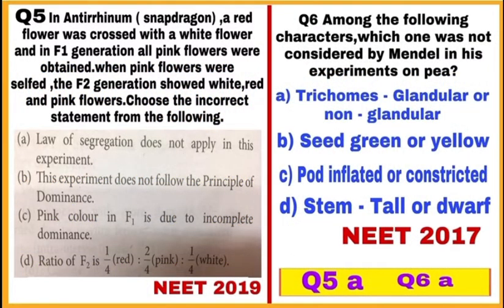Question 5. In Antirrhinum, that is snapdragon, a red flower was crossed with white flower, and in F1 generation, all pink flowers were obtained. When pink flowers were selfed, when these were self crossed, then the F2 generation showed white, red and pink flowers. Choose the incorrect statement from the following.